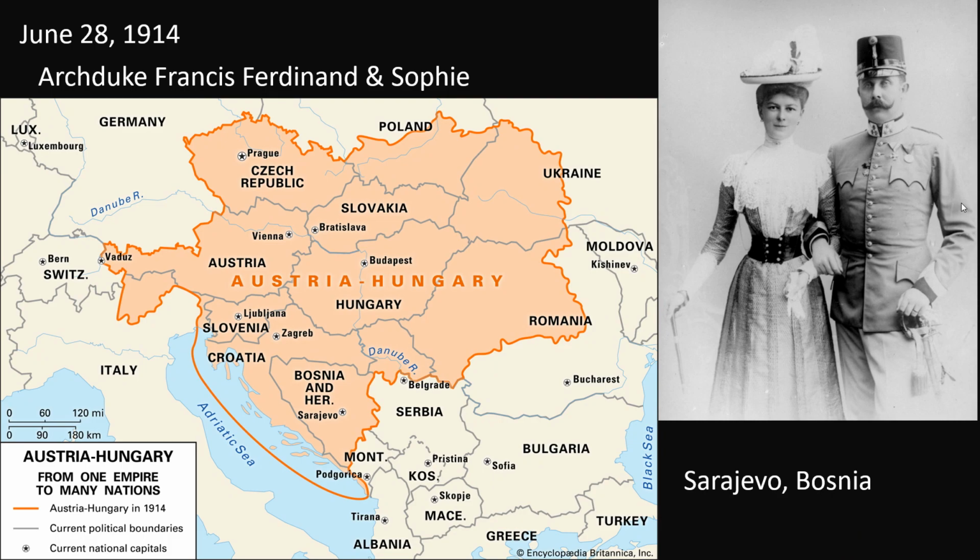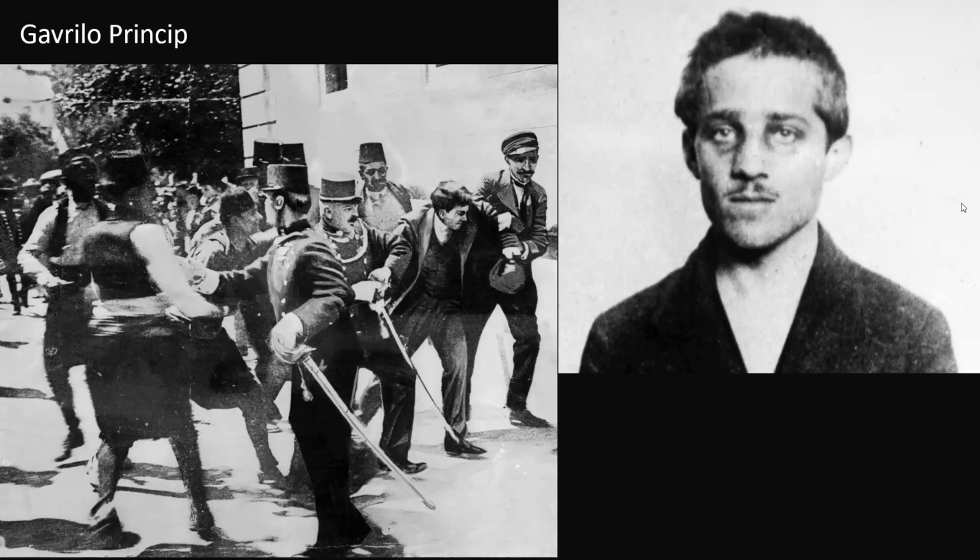A Serbian nationalist by the name of Gavrilo Princip, he's part of a secret nationalist group called the Black Hand, and he is going to shoot and kill Archduke Franz Ferdinand and his wife. The Black Hand hoped by doing this that they would incite a huge Slavic revolution, and the Slavs in Bosnia would rise up and throw off Austria-Hungary and join together with Serbia. Yeah, that doesn't happen.